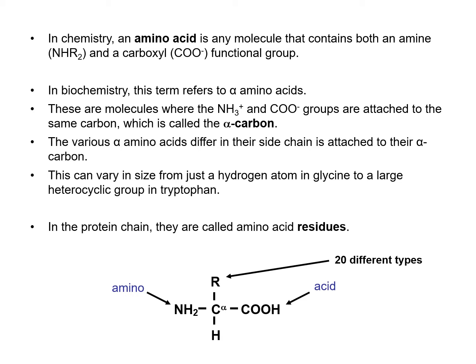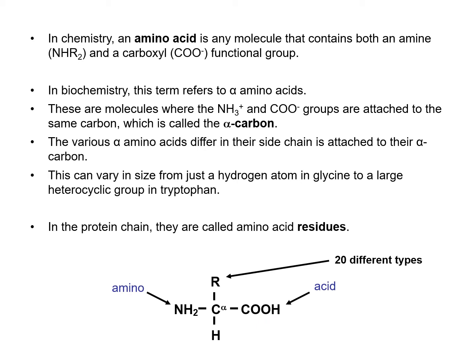But in biochemistry, this term amino acid refers specifically to alpha amino acids, where the amine or the amino group as well as the carboxyl group are attached to the same carbon, which is called the alpha carbon. And it also has a side chain, which is indicated here as an R, that has some variations too. It can be just simply the hydrogen atom in glycine, or it can be a large heterocyclic group in tryptophan too, and also a phenyl group, or a long hydrocarbon chain too. And it changes the property of these amino acids.